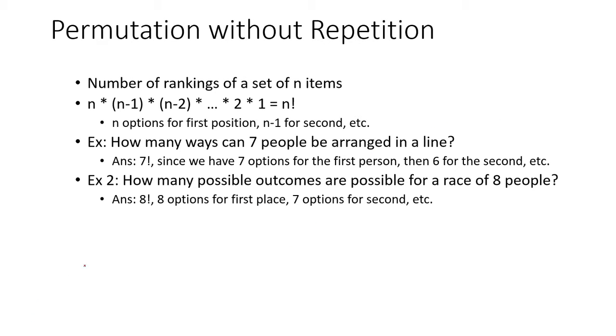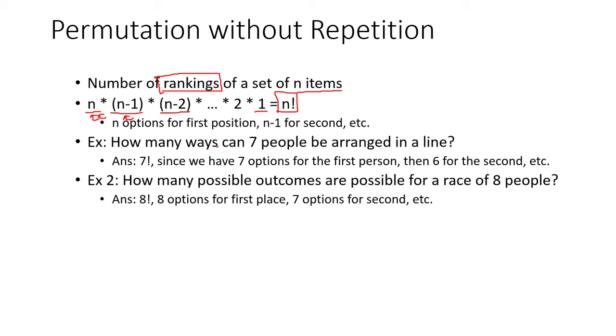The next simplest is permutation without repetition, and this is the number of rankings of a set of n items. Another way we can say rankings is the number of orderings, so order does matter in this case. We would have n options for the first choice, n minus 1 options for the second since one option was already used, and n minus 2 options for the third because options have already been used, etc., all the way down to 1, which gives us our formula for n factorial.